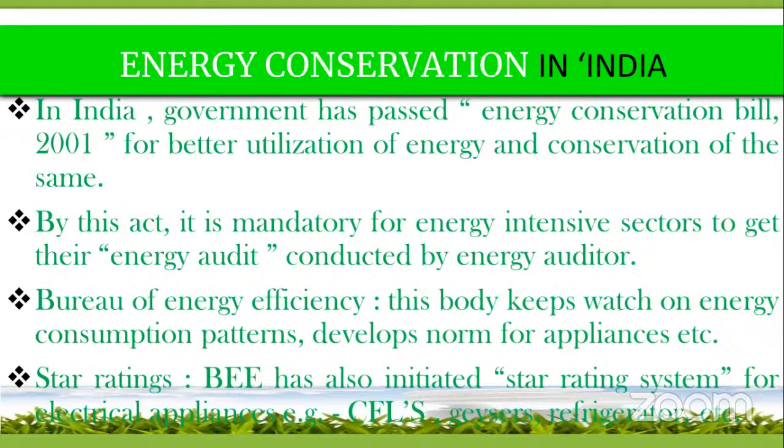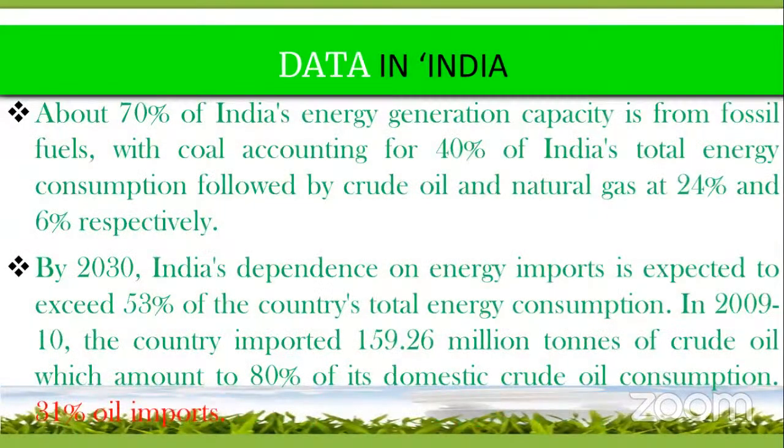Bureau of Energy Efficiency. This body keeps watch on energy consumption patterns and develops norms for appliances, etc. Star ratings: BEE has also initiated a star rating system for electrical appliances. CFLs, geysers, and refrigerators are some examples. This started only in 2000. We would have detailed information about the 2001 Electricity Act at a later time.